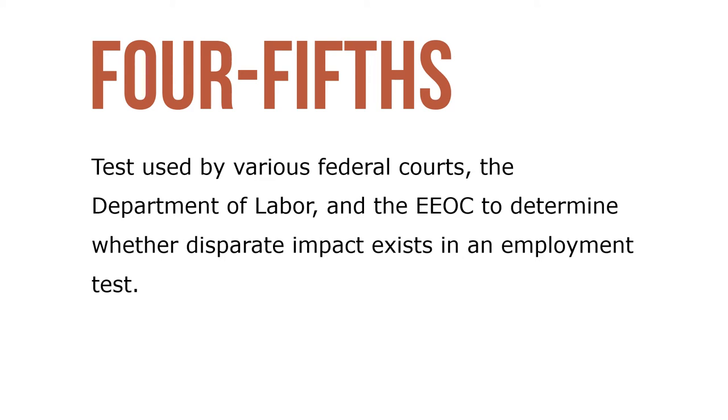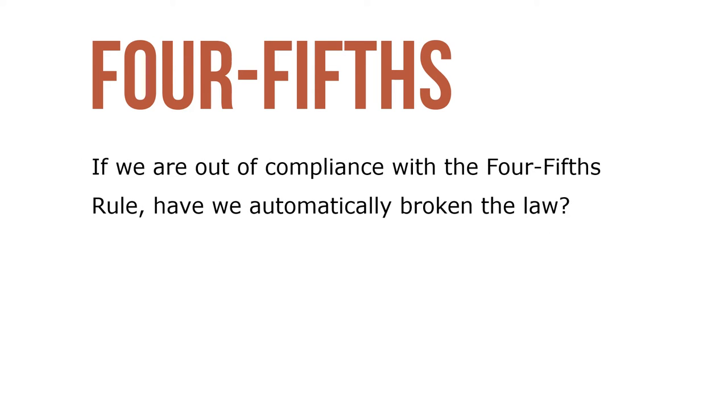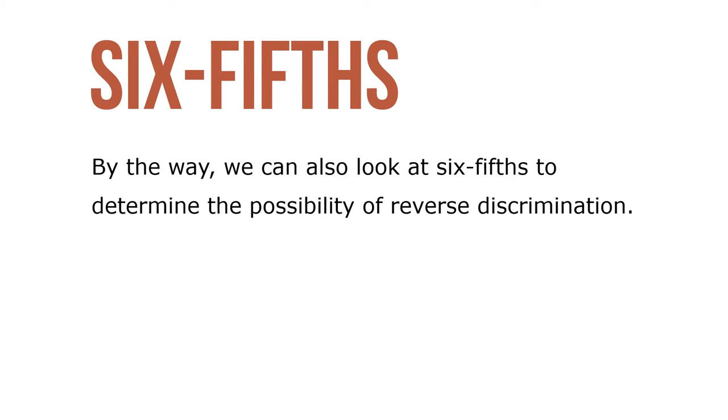The 4/5 rule is a test used by various federal courts, the Department of Labor, and the EEOC to determine whether disparate impact exists in an employment test. If we're out of compliance with the 4/5 rule, we have not necessarily broken the law. We do have to investigate why we're outside the 4/5 parameter, though. By the way, we can also look at the 6/5 to determine the possibility of reverse discrimination. It's the same concept with slightly different numbers.